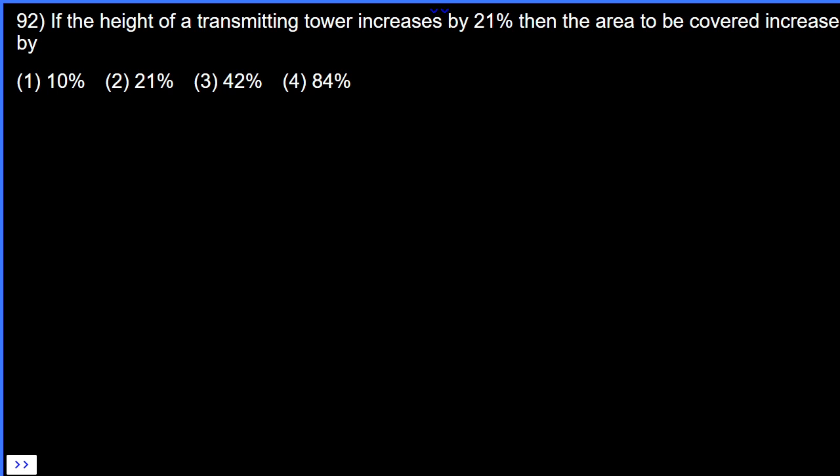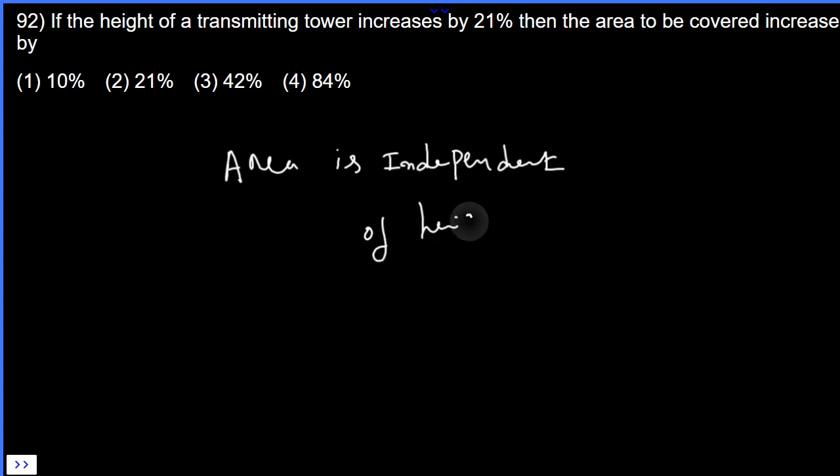Problem number 92. If the height of the transmitting tower is increased by 21%, the area to be covered increases by how much? Area is independent of height. It's a very important concept. Area is independent of height. So only the 21% is the same.